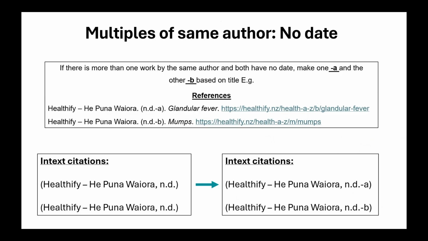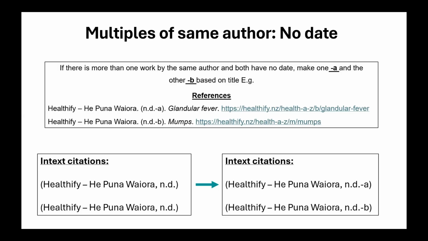Sometimes you may have 2 references from the same author and both have no date. On screen we have Healthify He Puna Waiora. One page is glandular fever, the other is mumps. Both of these have no date attached to them, and this has been indicated with N.D. However, both of them will have the same in-text citation, Healthify He Puna Waiora N.D. In this case, again, we need to make one N.D.-A and the other N.D.-B to differentiate.